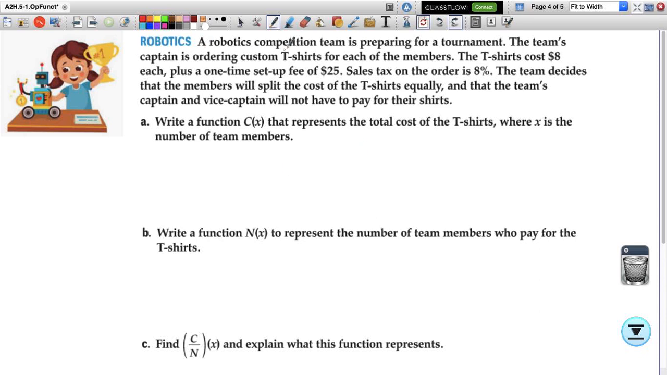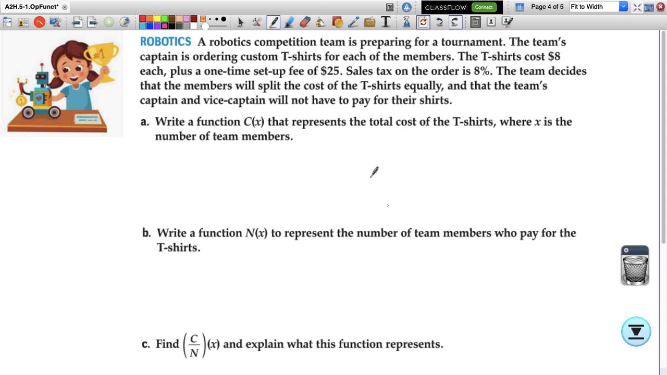A robotics competition team is preparing for a tournament. The team's captain is ordering custom t-shirts for each of the members. The t-shirts cost $8 each, plus a one-time setup fee, and sales tax on the order is 8%. The team decides that the members will split the cost of the t-shirts equally, and that the team's captain and vice captain will not have to pay for theirs.